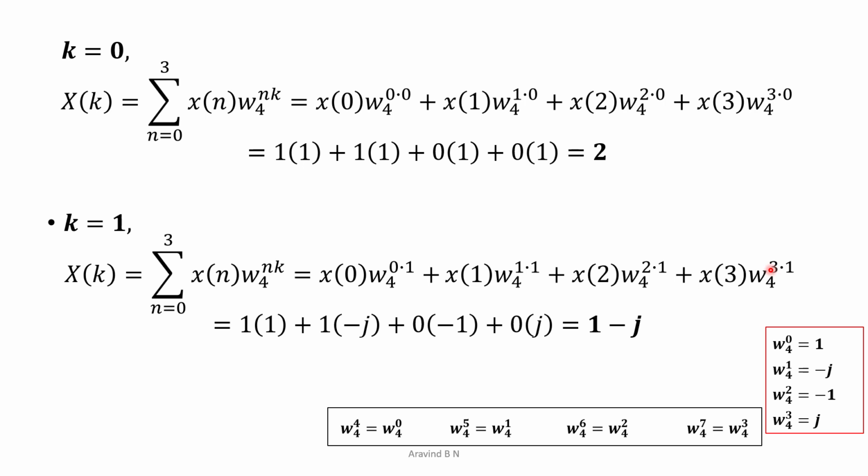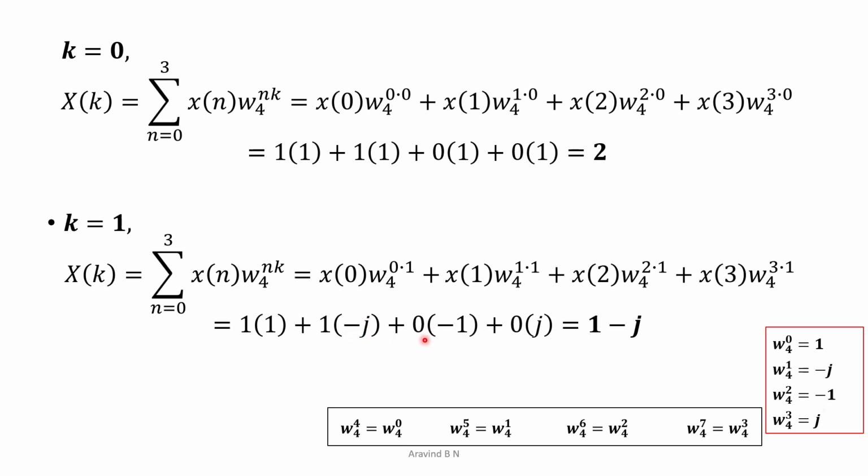For all these twiddle factors, we have calculated the values previously. Remember these values. That is what we are substituting over here. x of 0 is equal to 1, twiddle factor omega 4 power 0 we are going to get, so that will be equal to 1. x of 1 is equal to 1, that is from the given problem itself, omega 4 power 1 we are going to have after simplification. Omega 4 power 1 is nothing but minus j, that minus j is substituted over here.